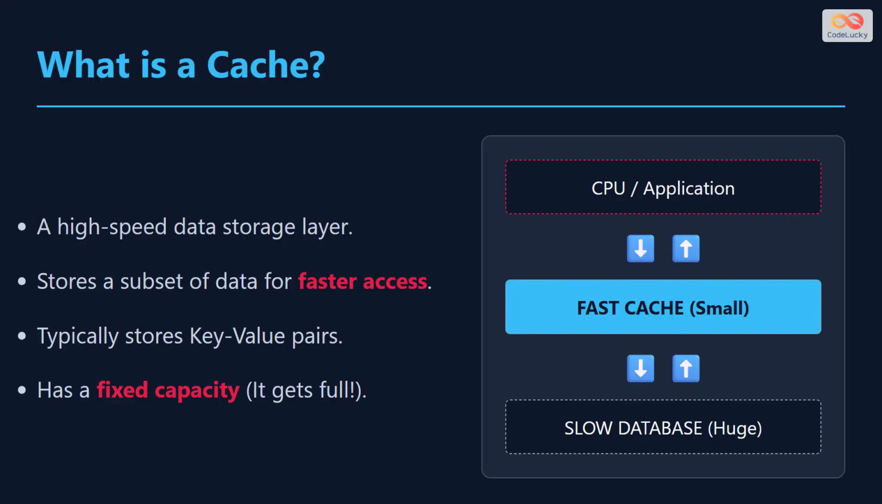Before we tackle the algorithm, let's briefly recap what a cache is. A cache is a small, high-speed storage layer that sits between your application and your main data source, like a database. Because the cache is small, it fills up quickly, which leads us to a critical question.